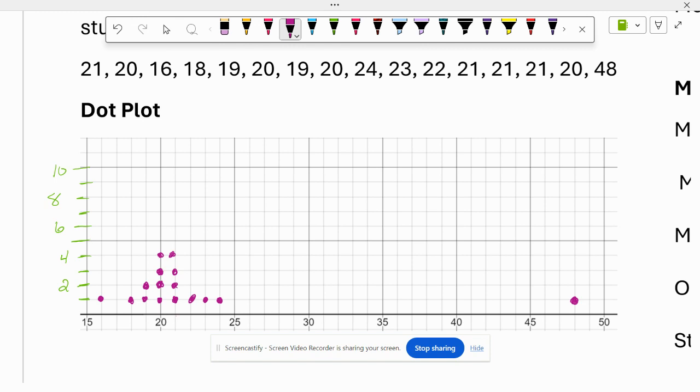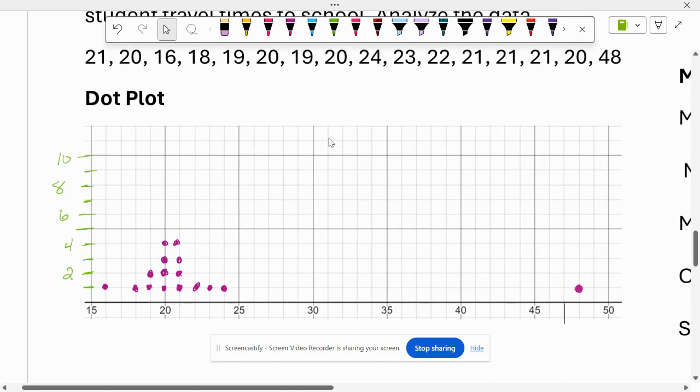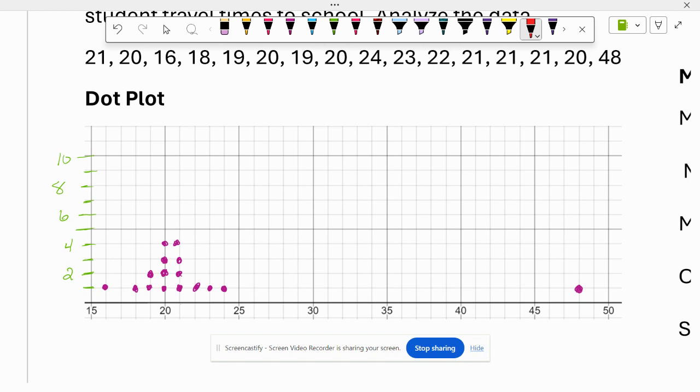That should be all 16 of my points. Does yours look like that? Did I miss something? Are we good? So based off of this, do you think you guys have any outliers? Which one? 48? Let's circle that because I agree. I think that 48 is probably an outlier.